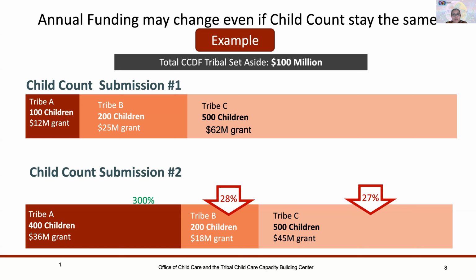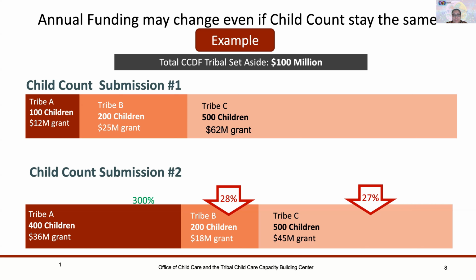And then you have Tribe B, and they submitted their same child count they did the previous cycle, and they got awarded actually a 28% lower allocation of 18 million for CCDF. And finally, Tribe C, they also kept the same child count at 500 children, and they got a decrease of 27% in their CCDF grant for $45 million.